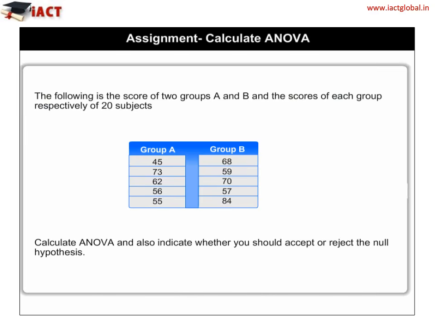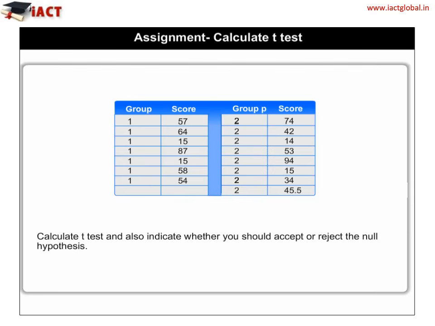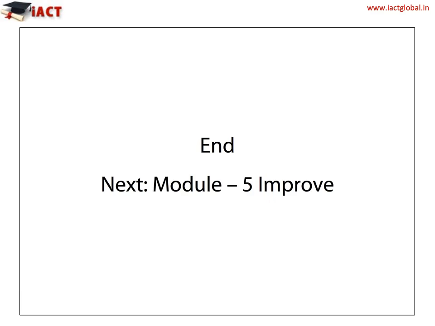Assignment 1. The following is the score of two groups, A and B. Calculate ANOVA and also indicate whether you should accept or reject the null hypotheses. Assignment 2. Calculate t-test and also indicate whether you should accept or reject the null hypotheses.